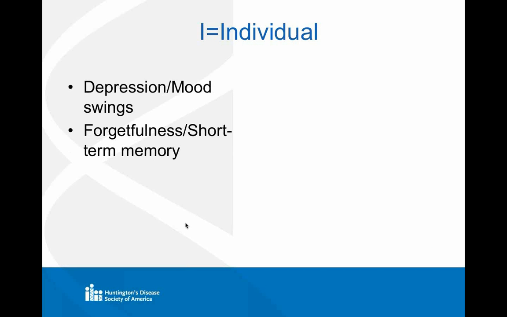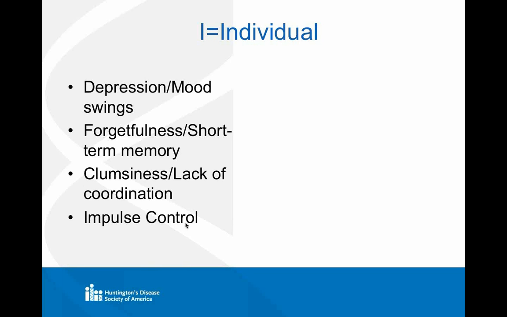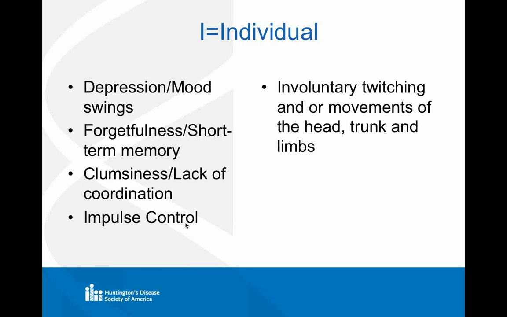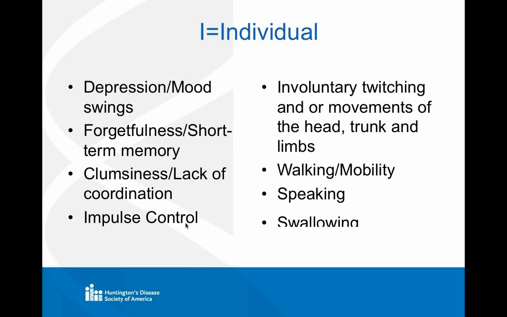They might also have some forgetfulness, short-term memory, losing track of time, clumsiness and lack of coordination, and some problems even with impulse control. And then, of course, there's movement, so the involuntary twitching, problems walking and getting around, problems speaking and swallowing, and then somebody's cognitive ability being affected. So that's what we know about this individual.